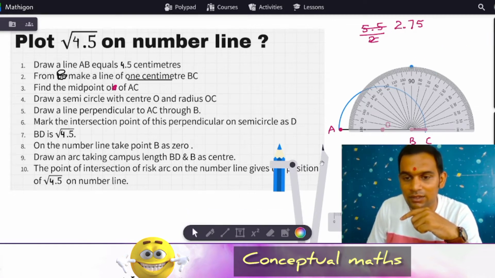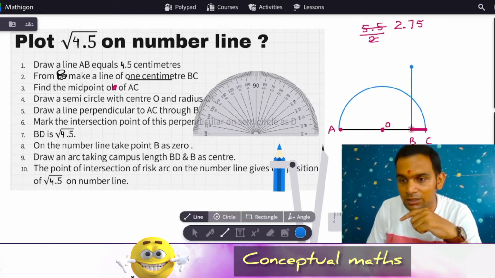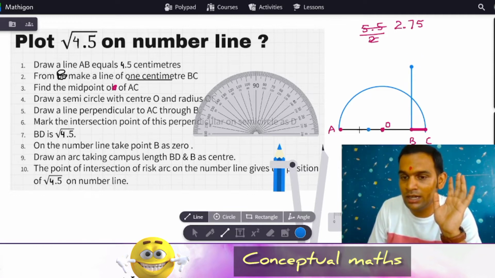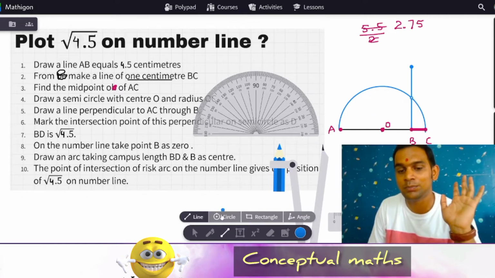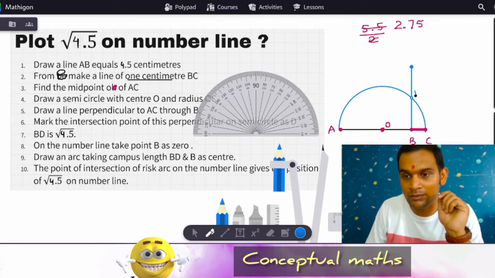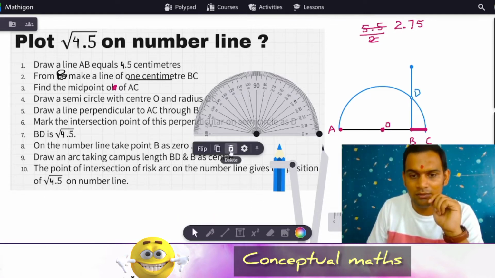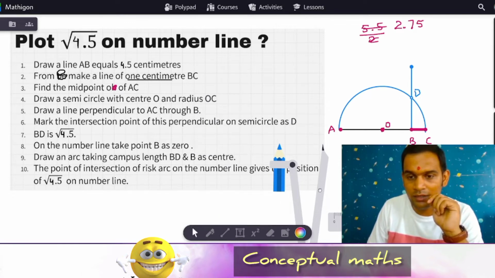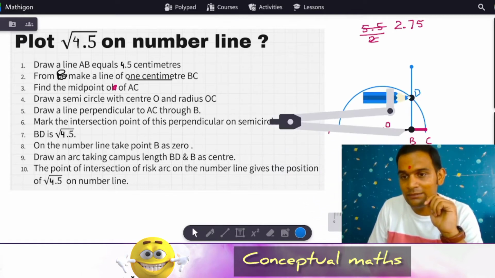Now, once this is done, we will remove the protractor. We will draw a straight line from here through B. Now, this particular line is perpendicular to AC and also passes through B. After this, what do we do? We mark the intersection of the semicircle and this particular line. So this becomes D. I hope that makes sense, right? Now, we don't need this right now. Now what we will do is take back the compass once again, keep it on B, and then take the radius as BD, right?